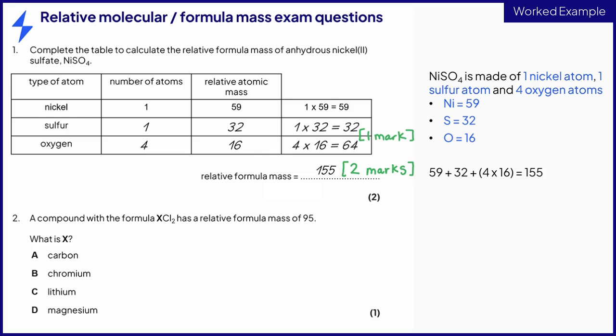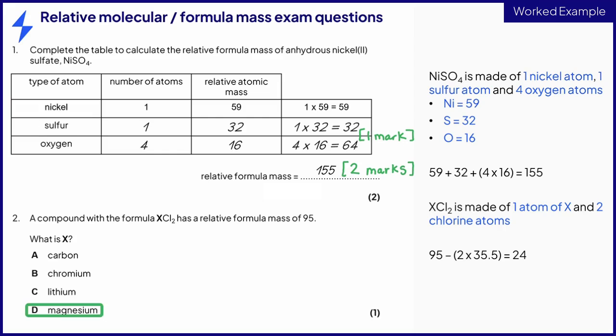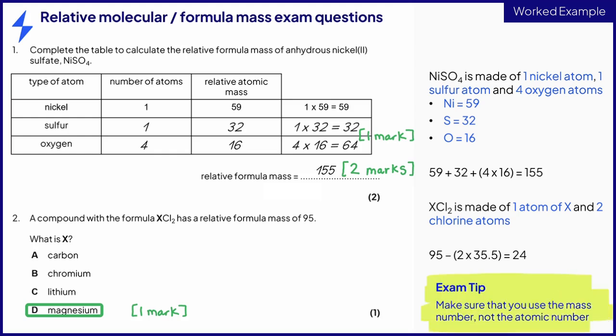In the second question, XCl2 contains 1 atom of X and 2 atoms of chlorine. Again, remember that the little number 2 belongs to the element before it. From the periodic table, chlorine atoms have a mass of 35.5. So X is 95 minus 2 times 35.5, which gives an answer of 24. The element with a mass of 24 on the periodic table is magnesium. This answer gains 1 mark. Be careful, because a very common mistake in these questions is to use the atomic number on the periodic table instead of the mass number.